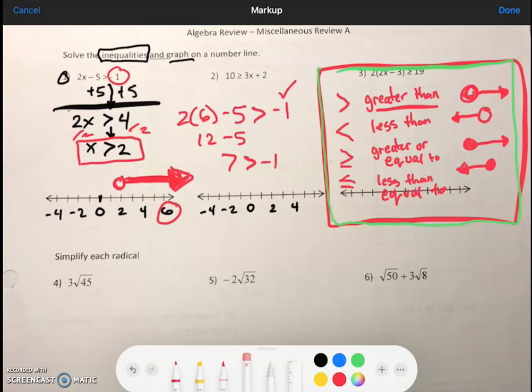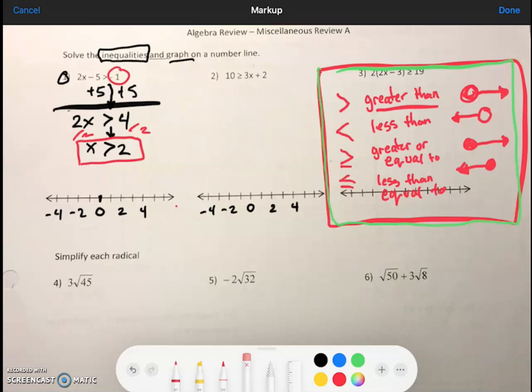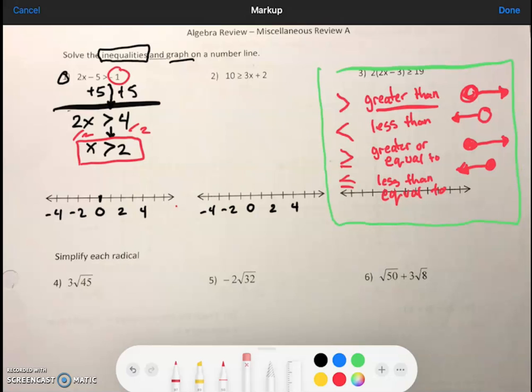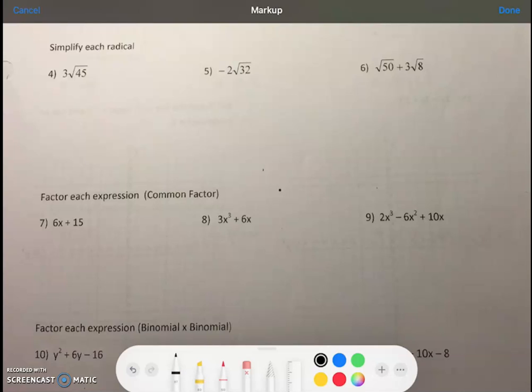Okay, and then you would do the same for 2, 3, and again, remember to reverse the sign when you multiply or divide by a negative. Keep this chart in mind, which way the answers go, this chart here in green. Okay, we're going to go to number 4, 5, and 6. We're going to simplify the radicals. Simplify the radicals means don't go to a calculator and turn it into a decimal.